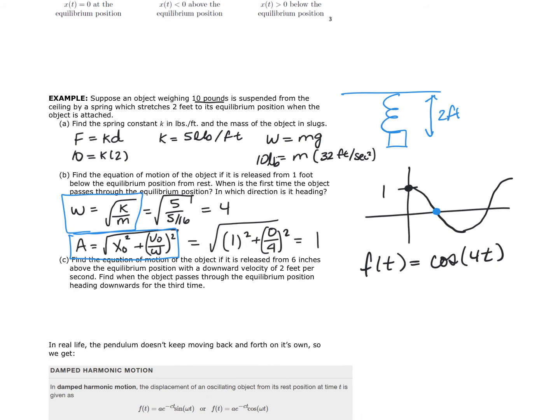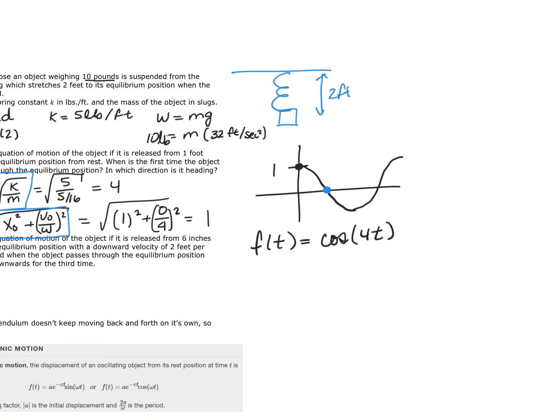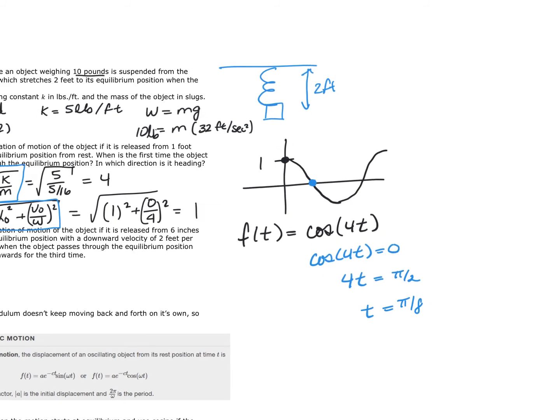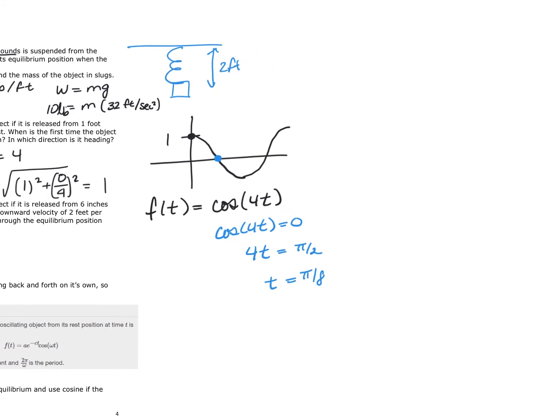We would like to know at what time it passes the equilibrium position. So the first time it passes is right there. In a regular cosine, that would happen when we are at 0. So in other words, the cosine of 4t is equal to 0. That's when this angle 4t would be pi over 2, which means t must be pi divided by 8. So the first time I reach equilibrium is pi over 8, or approximately 0.39 seconds.